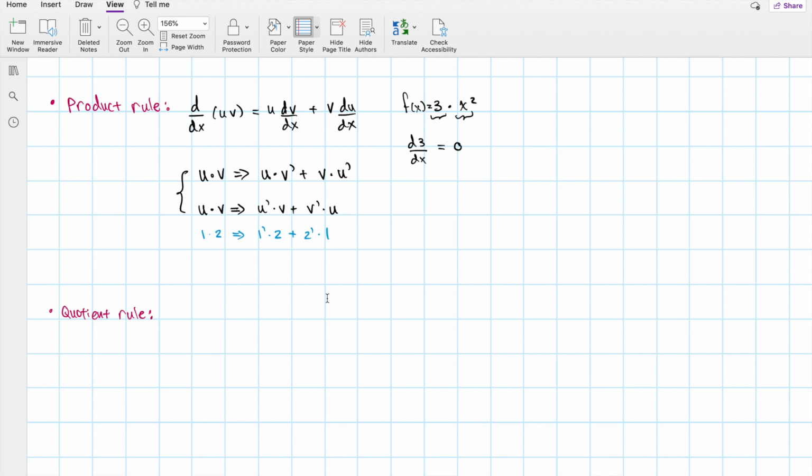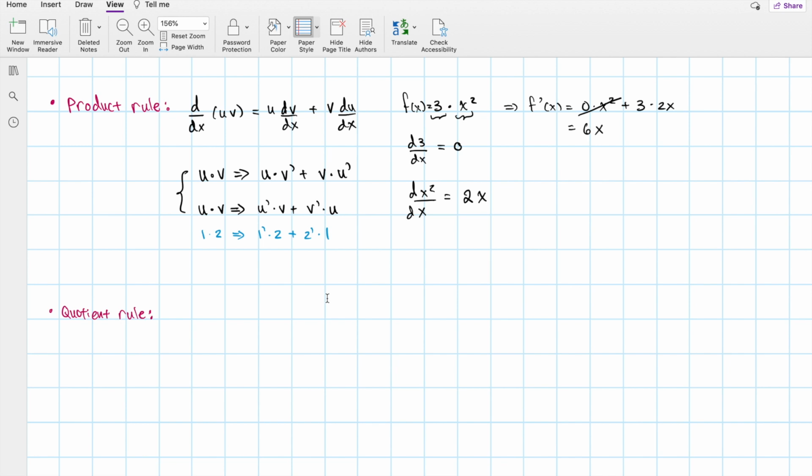And now the derivative of x squared, in terms of x, is going to be 2 times x to the 2 minus 1, which is just 1. So now we can use our rule to see what this looks like. This means that f prime of x is going to be 0 times x squared plus 3 times 2x. Simplifying this further, we know this becomes 0, and our answer is 6x.